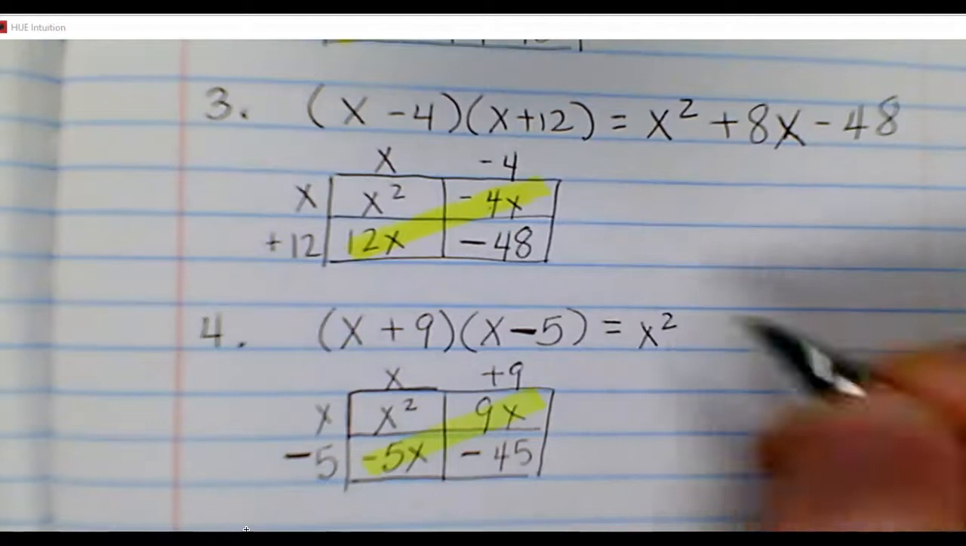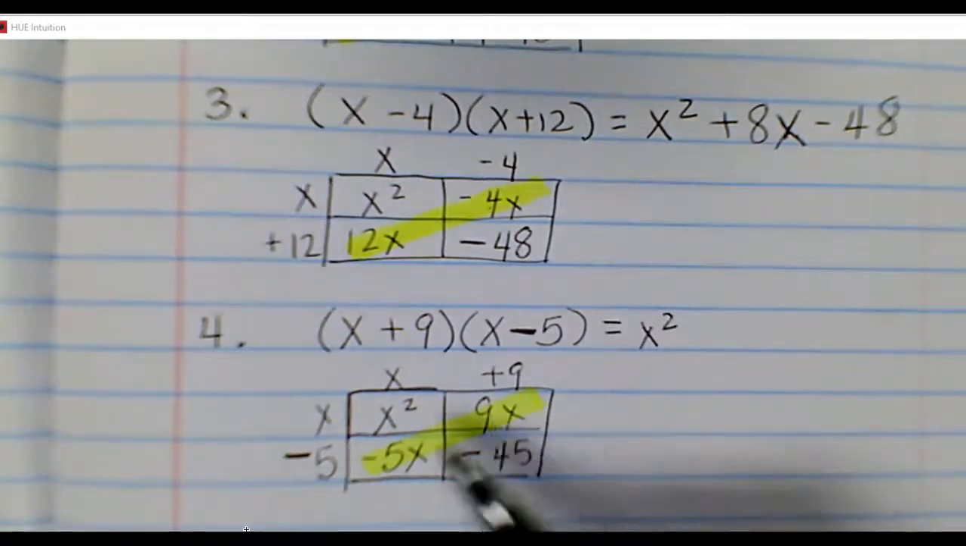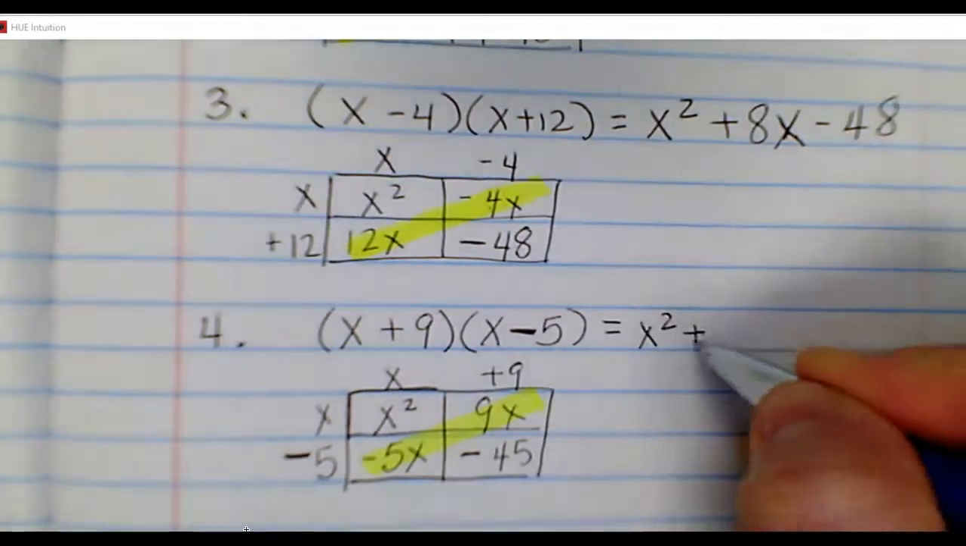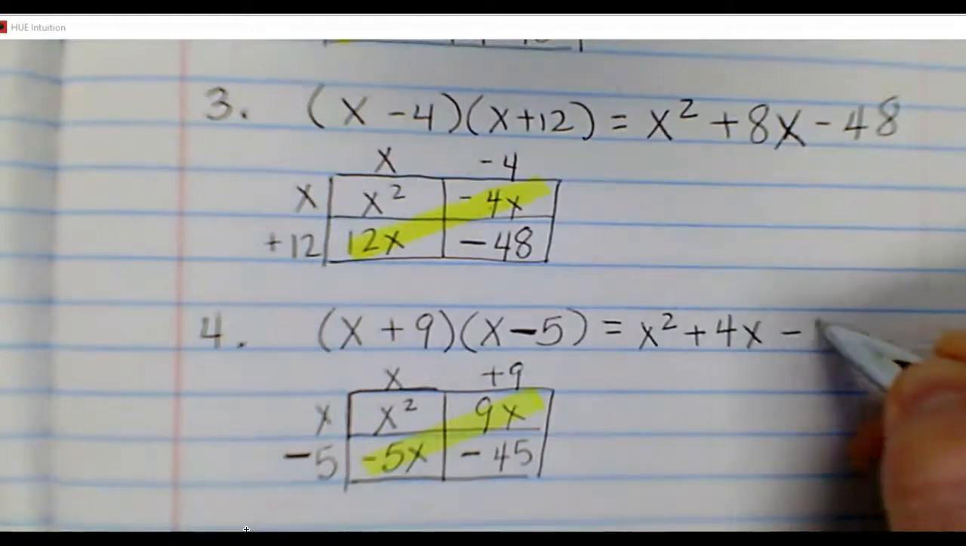The x is squared. 9 plus negative 5, and minus 45.